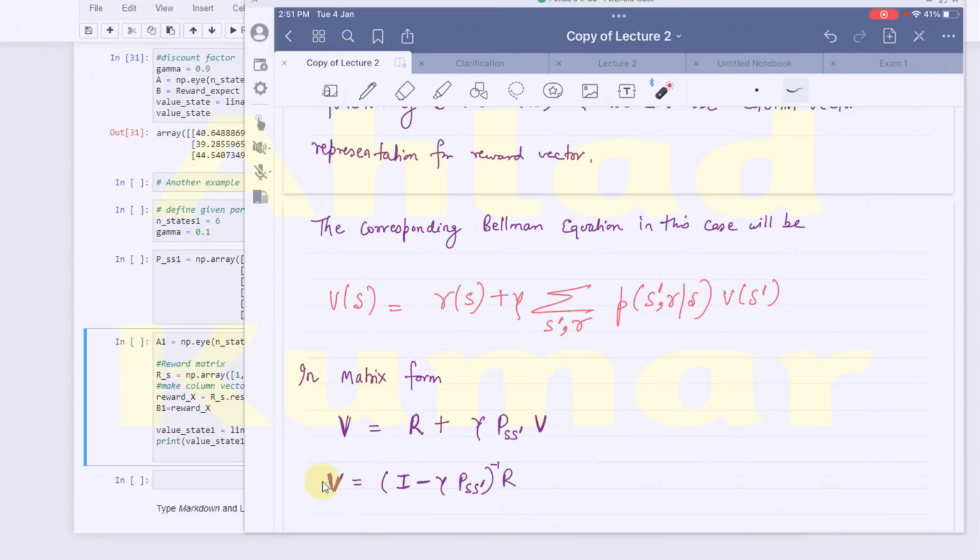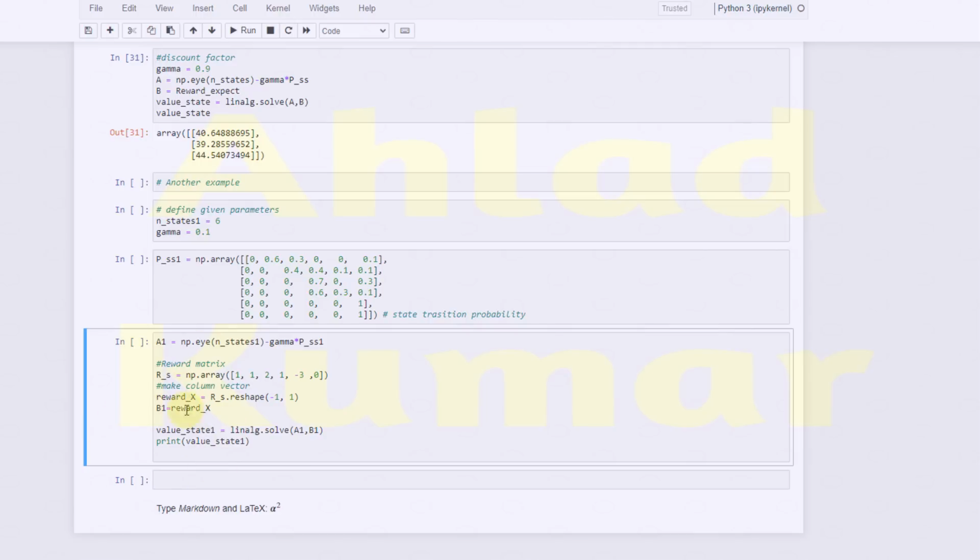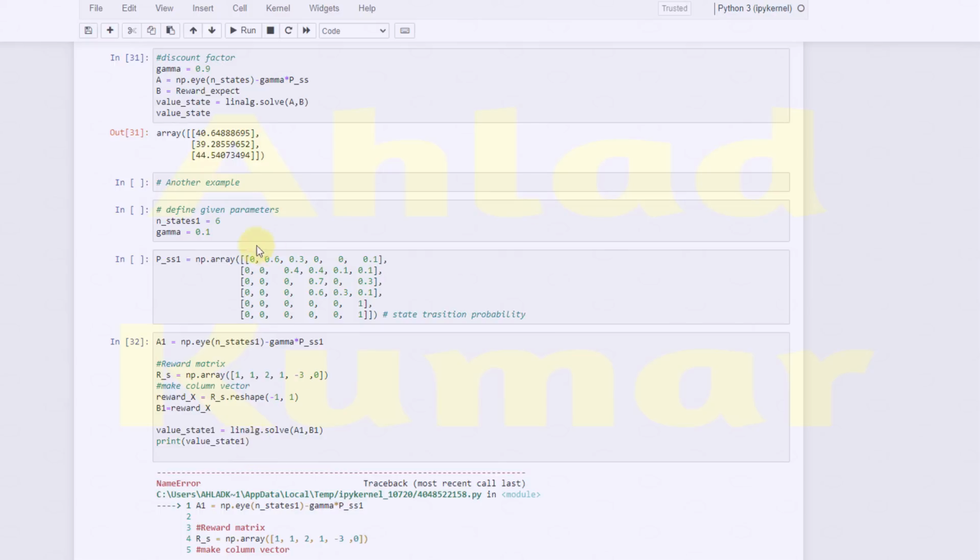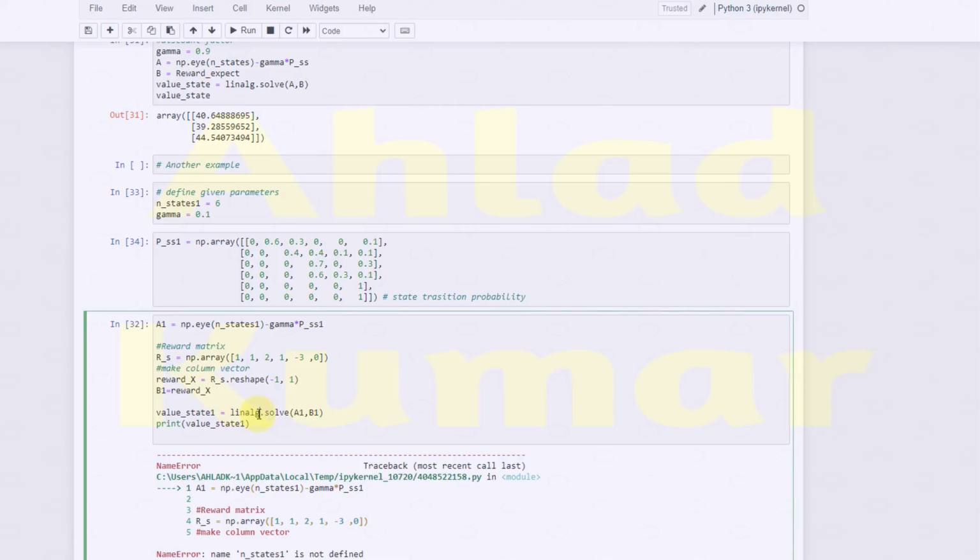Now we will implement this equation through the linalg function which is there in SciPy. Once you calculate this equation, you will get the value function for that particular state. Here, if I run this, you can see we are calling linalg.solve for solving through A1 and B1, and the result of that will be the value state. Let me execute this first, followed by this, and now I'll run this.